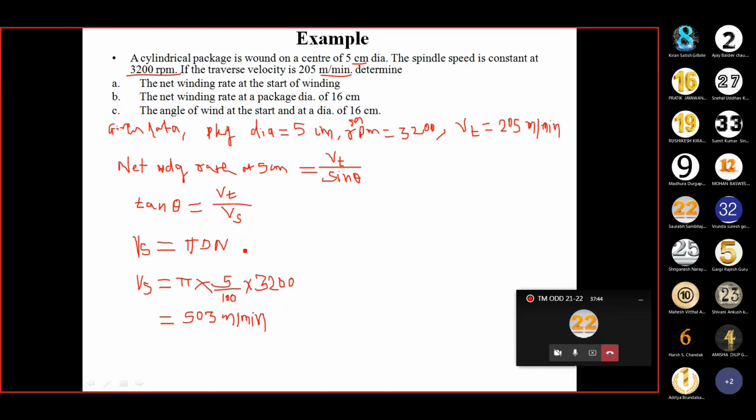So now you know the Vs, you can put it here in the formula and calculate the tan theta. Tan theta is equal to Vt, which is 205 meters per minute, divided by 503 meters per minute. So what will be the answer? 22.17. Yes, sir. Exactly.